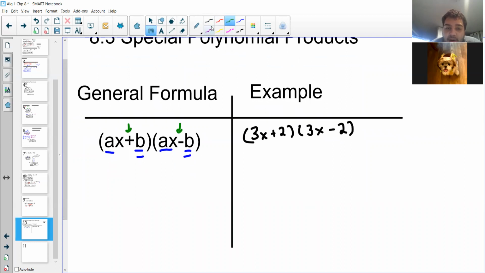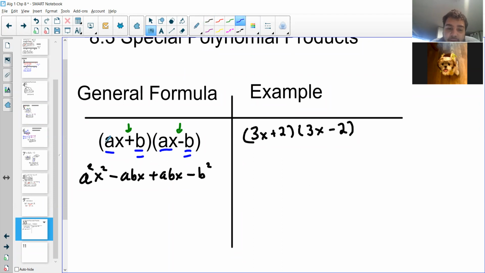So what will occur? First, I would like you to fill out the general formula. What will occur is you get AX times AX. That's A squared, X squared. AX times negative B, negative ABX. B times positive AX, so positive ABX. And B minus times negative B, so negative B squared.